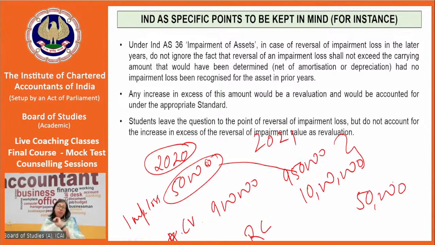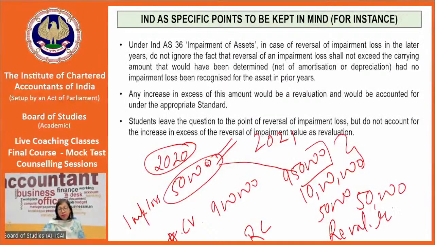We leave the question at impairment loss. If the question asks to calculate the impairment loss or give the treatment of reversal of impairment loss, then you have to tell about this 50,000 only. But if it talks about the treatment when your recoverable value in the next year increases to this much, then even after reversal of impairment loss, you have to explain that the difference of 50,000 will be considered as revaluation reserve as per Ind AS 16 on property, plant and equipment. That is to be accounted as per Ind AS 16, not as per Ind AS 36. Most of the time students miss that, so please take care of this while doing your solution.